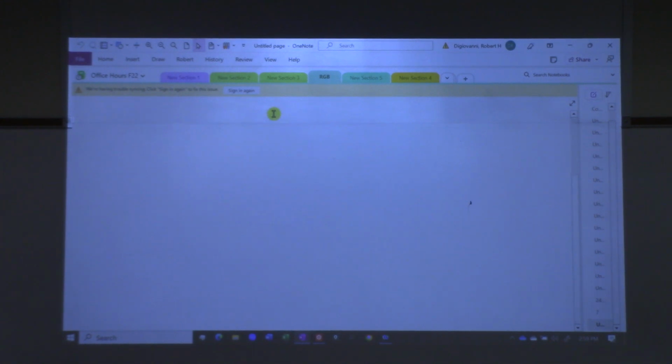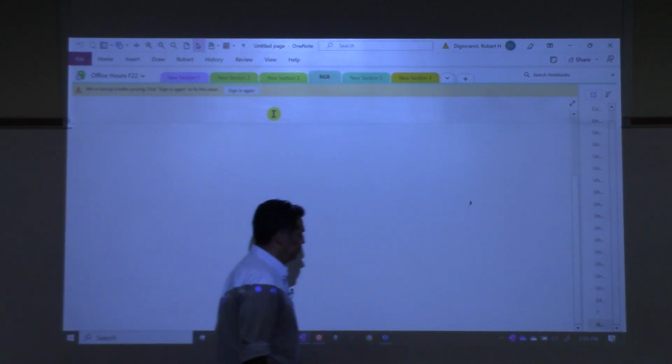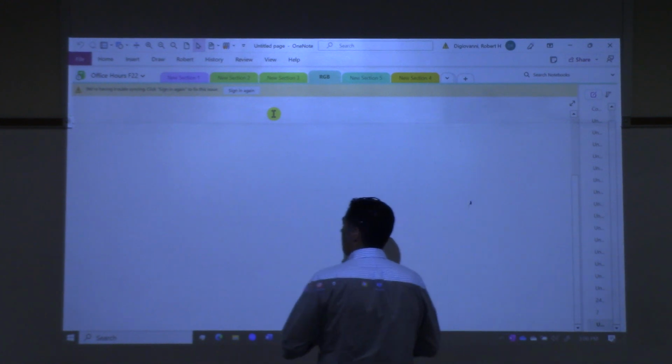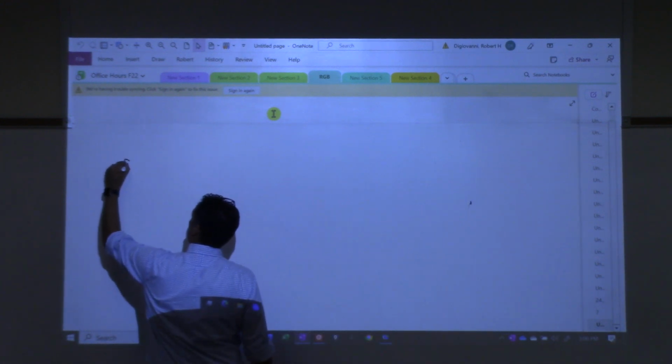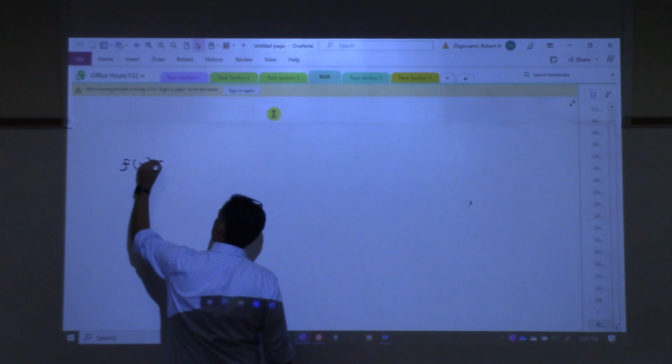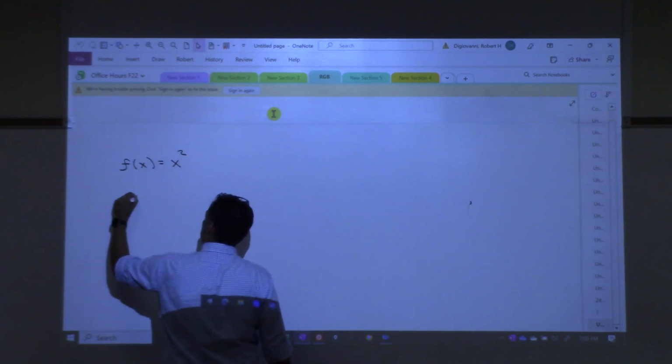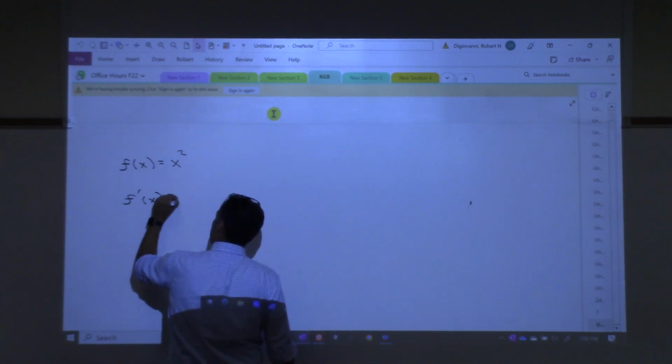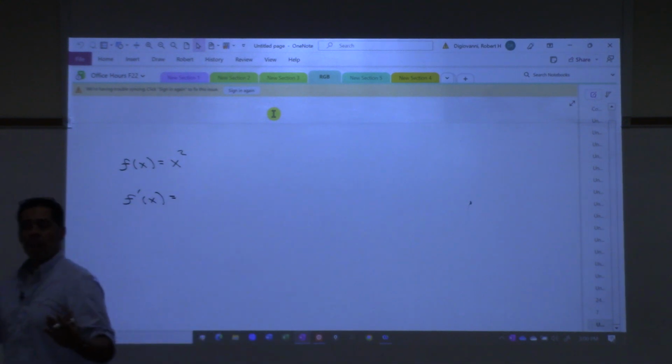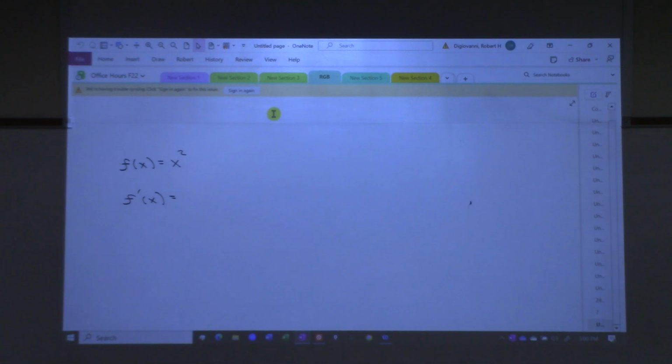Having trouble signing. 2.4. So I'd like for us to consider the following. If I tell you f of x is x squared, what's the derivative of that and why? 2x. That's it, right? 2x, why? What rule are you using? Do you know what it's called? Power rule. That's the power rule, right?